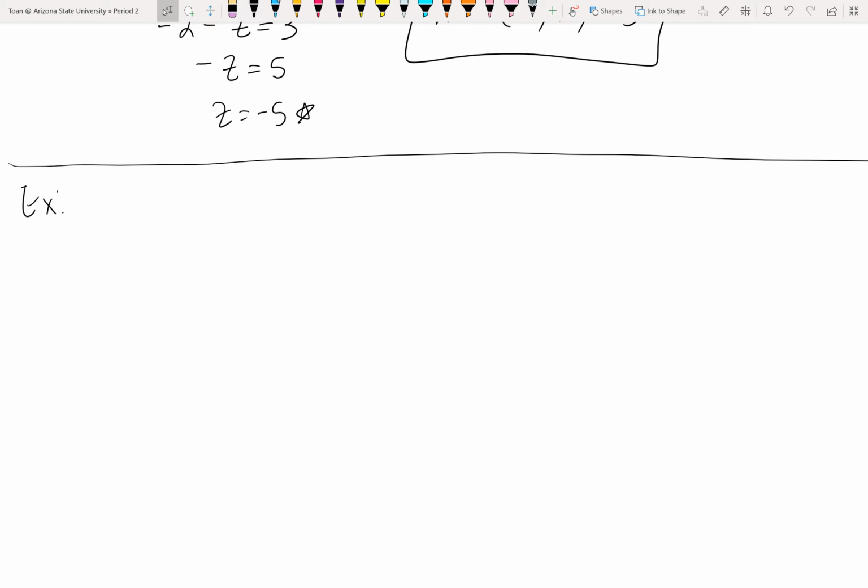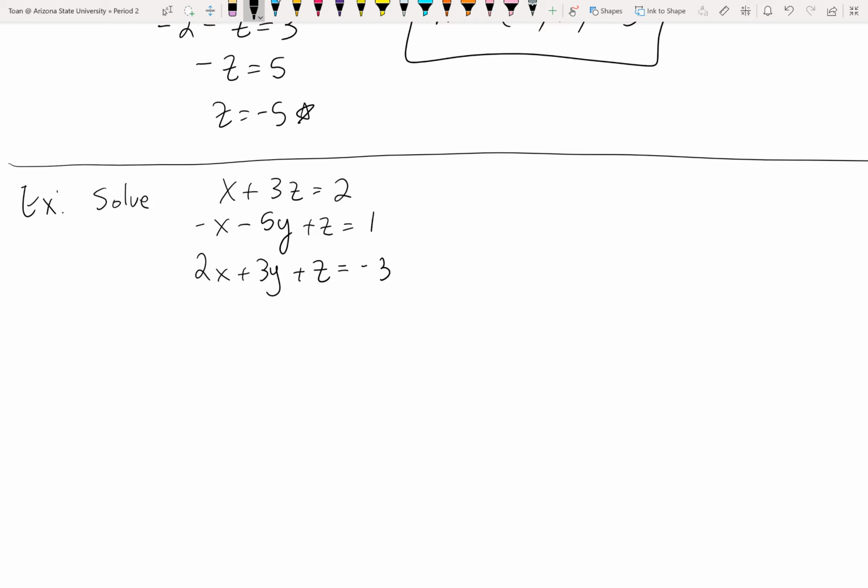Suppose I ask you to solve x plus 3z equals 2. Negative x minus 5y plus z equals 1. And 2x plus 3y plus z equals negative 3. Again, just so we're speaking the same language, this is equation 1, equation 2, equation 3.